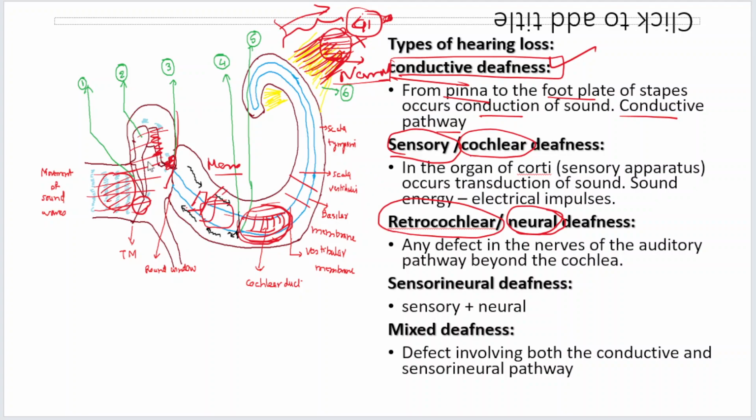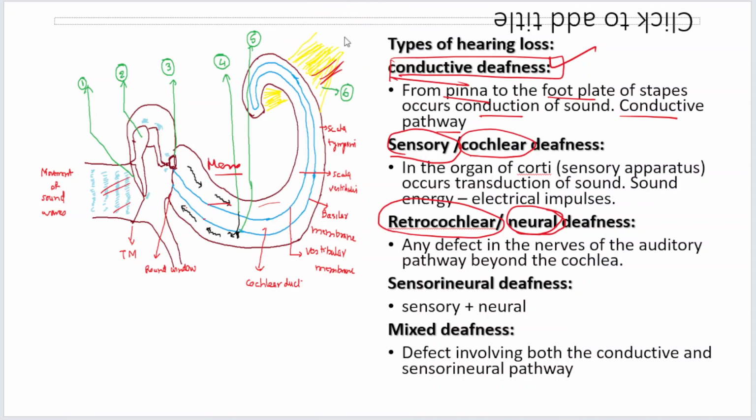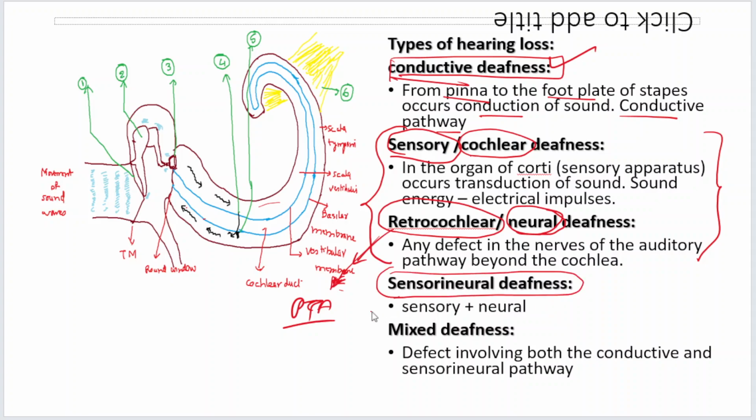In clinical practice, when we divide it, we usually talk in terms of conductive, sensorineural or mixed. Unless there is a real need to differentiate sensory from neural, we don't, because the pure tone audiometry findings are the same for both. Only when we suspect a defect of the nerve do we go for an MRI. Otherwise, sensory and neural, we always group together. Mixed deafness: what is mixed deafness? There is a defect involving both the conductive and the sensorineural pathway.